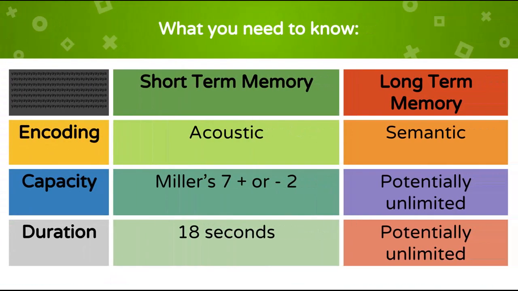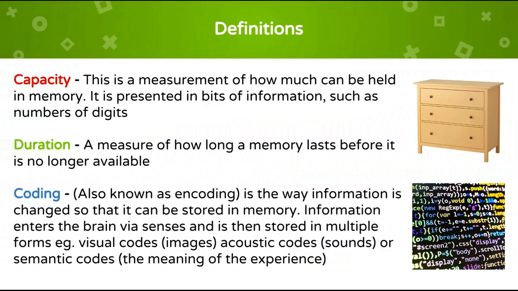Short-term memory. Duration, 0 to 18 seconds. Capacity, 7 plus or minus 2 items. Encoding, mainly acoustic. Capacity is a measurement of how much can be held in memory. It is presented in bits of information, such as numbers of digits. Duration is a measure of how long a memory lasts before it is no longer available.